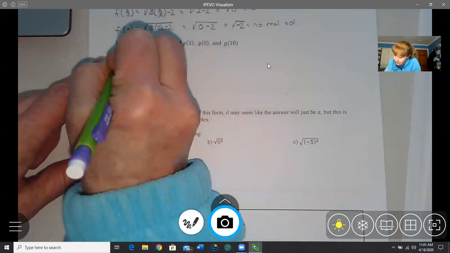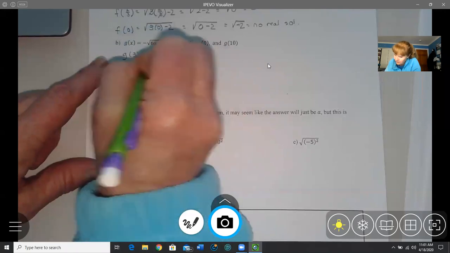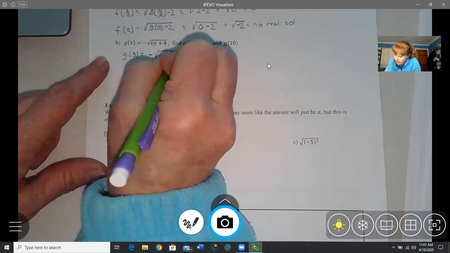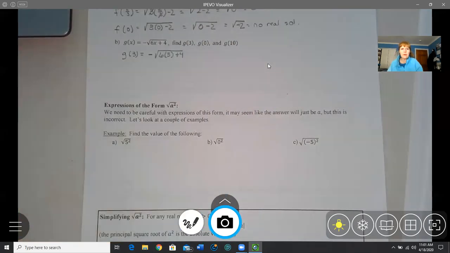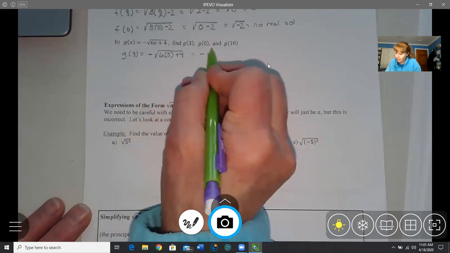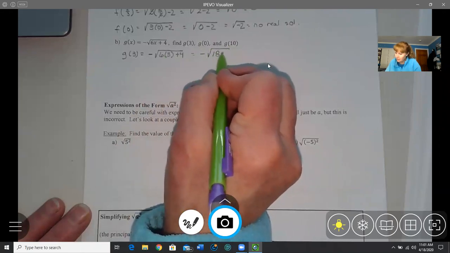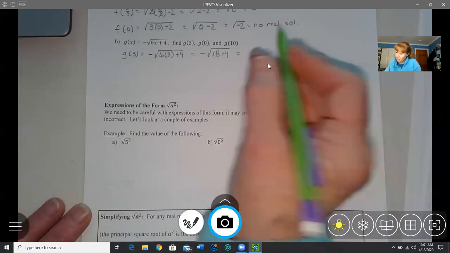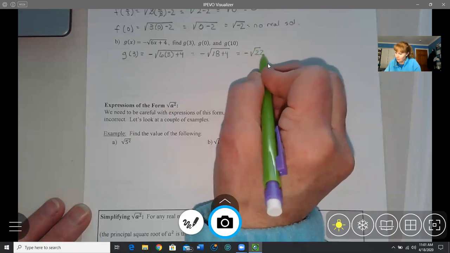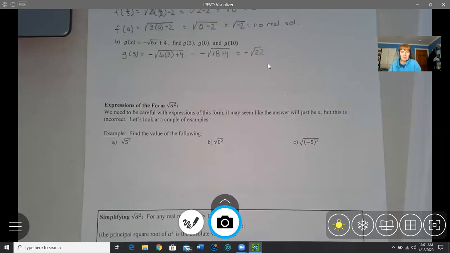Let's do 3. G of 3 will have a negative square root of 6 times 3 plus 4. So I'm just putting 3 in for the x's. And here we have a negative. This is 18 plus 4, which gives us a negative square root of 22. Okay, well, can I reduce the square root of 22?